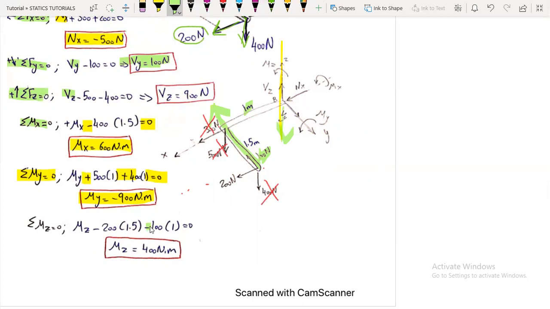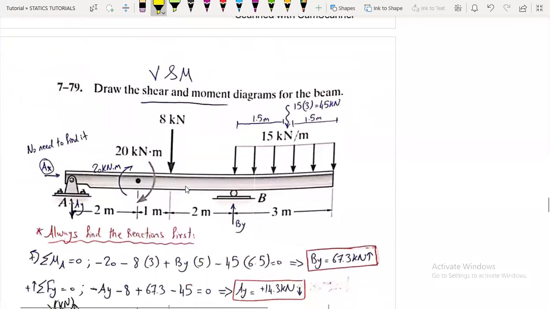So it's minus. Now, the 200 newtons is multiplied also by the distance. Here is the extension of our force, and here's the distance to the x-axis, which is 1.5 meters. Here is our force and here is our distance. You will find it is also rotating about the negative z-axis. So it's negative, equals 0, and we'll get the value of Mz to be 400 newton meters. Now we'll move to the shear and moment diagrams.